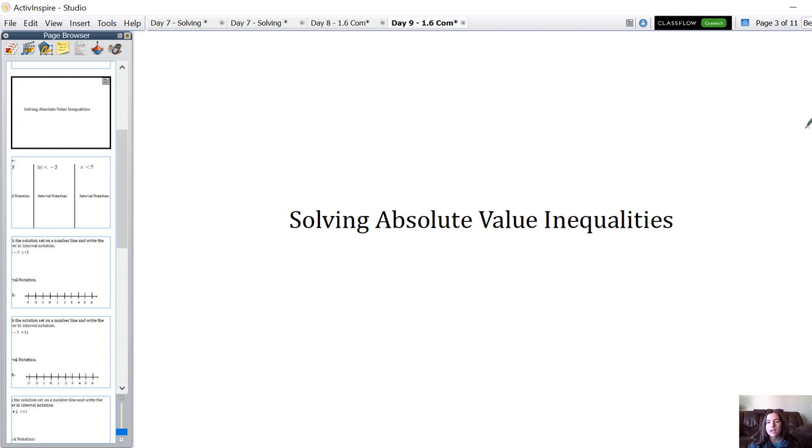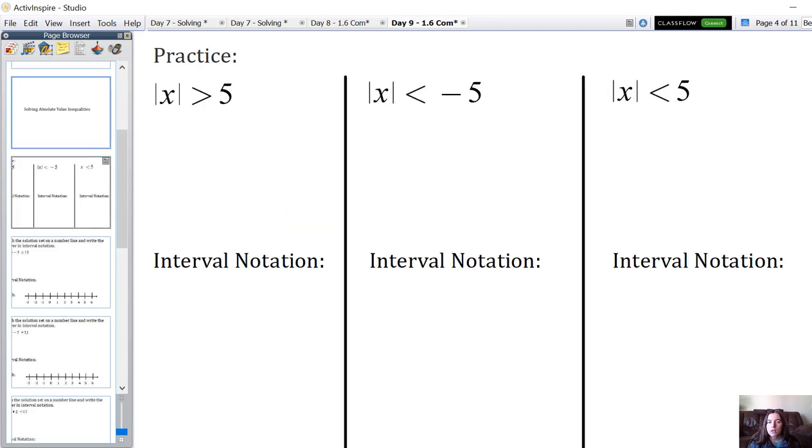Let's solve some absolute value inequalities. So here are three examples of inequalities that have absolute values in them. What we're going to do is treat it like an absolute value equation where we are splitting it up into its two cases, but we're keeping those inequality signs with them.